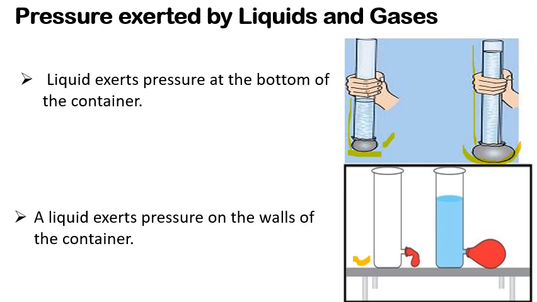So from this what can you infer? A liquid exerts pressure on the walls of the container. So from these two activities, we can infer that liquid exerts pressure at the bottom of the container and liquid exerts pressure on the walls of the container.